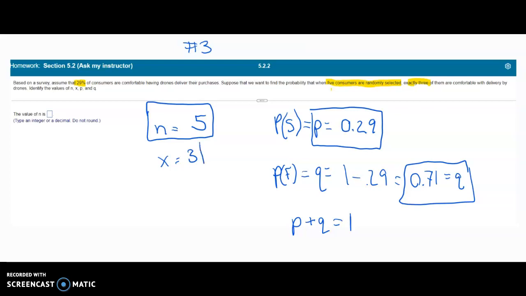X will never be greater than N, but it could be equal to N in a problem. In this case, it's less than. So N equals 5, X equals 3, P equals 0.29, and Q equals 0.71. No other calculations were needed for this problem, so this is really all that you had to do.